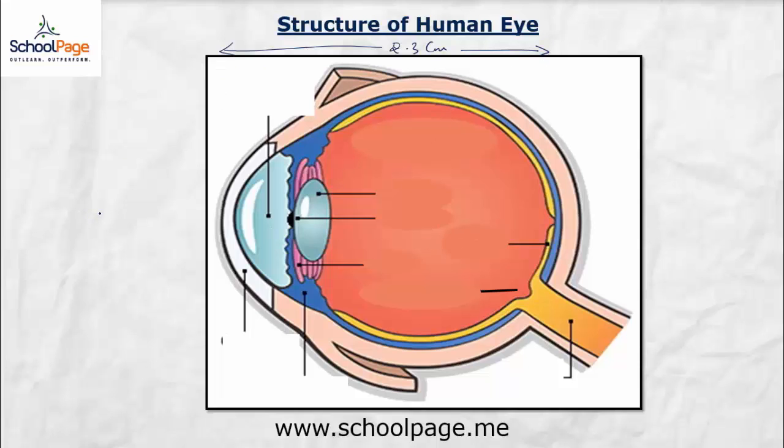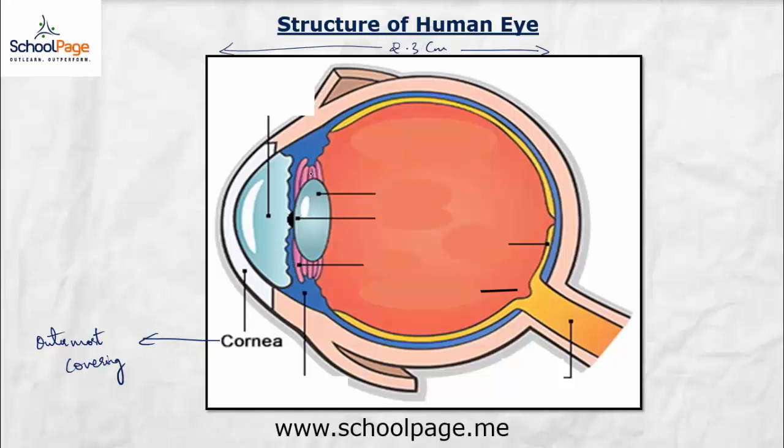Before we understand the working of the human eye, let us understand the different parts of the human eye. The first part of the eye is called the cornea. The cornea is the outermost covering which protects our eye.